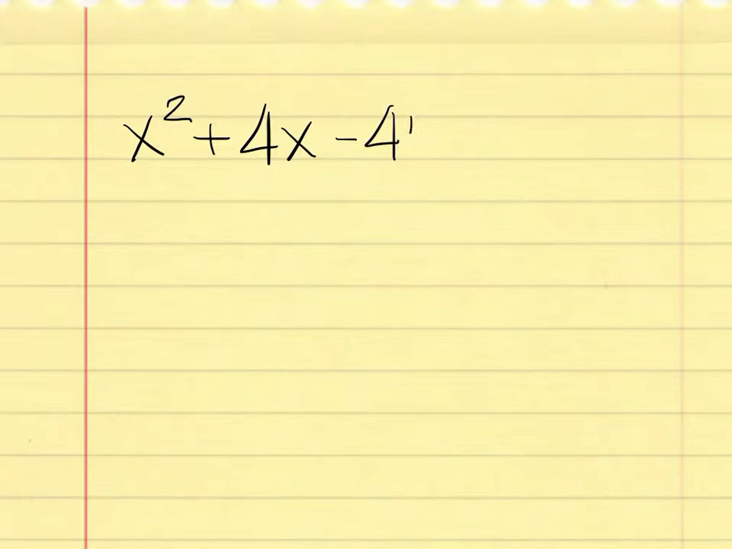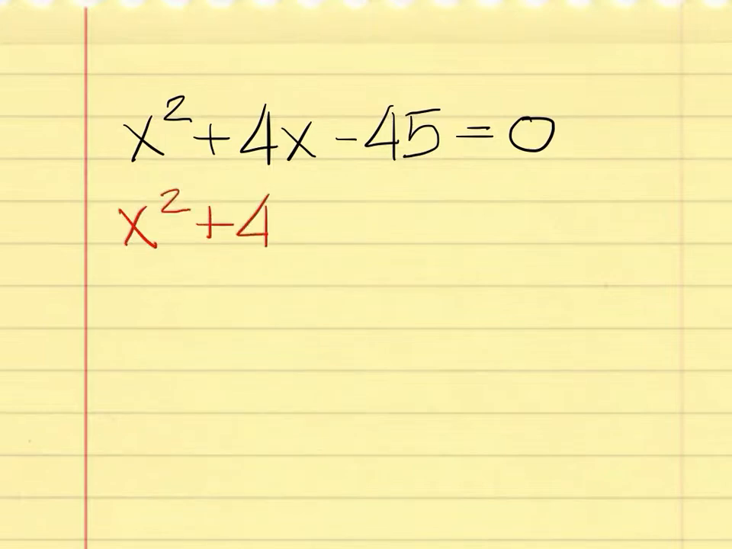So here is the first problem. It is x squared plus 4x minus 45 equals 0. To solve this by completing the square, the first step is to move the minus 45 over to the right and make it positive 45.